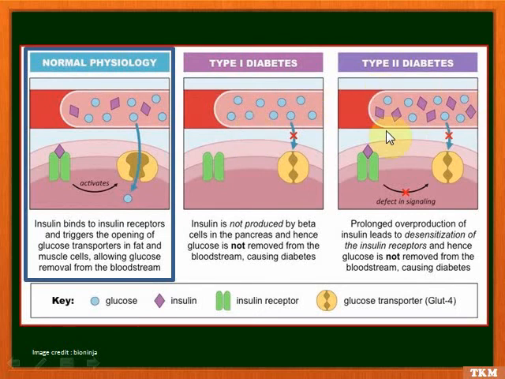Whereas in type 2 diabetes, insulin is produced by the beta cells of the pancreas, and this insulin goes and binds to the insulin receptor. But the main problem is there is a defect in sending the signal from the insulin receptor to the glucose transporter, and since no signal goes from the insulin receptor to the glucose transporter, the glucose still remains in the bloodstream despite insulin being produced by the body. So this is type 2 diabetes.